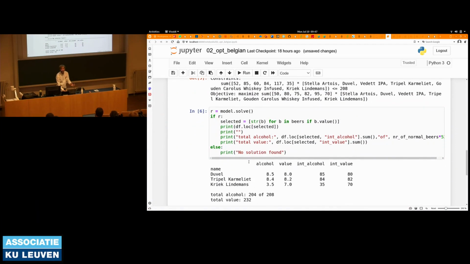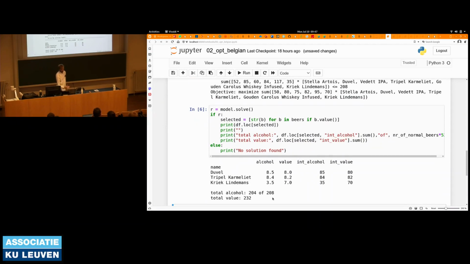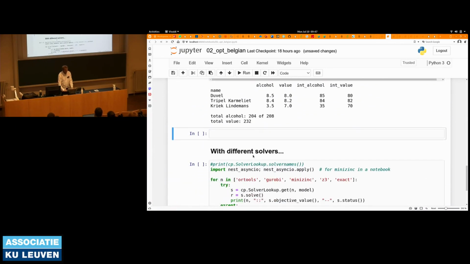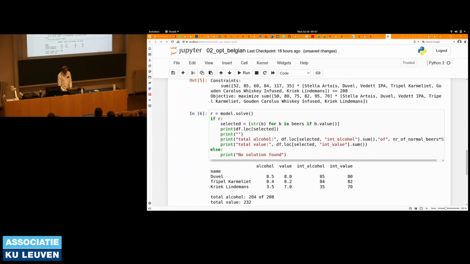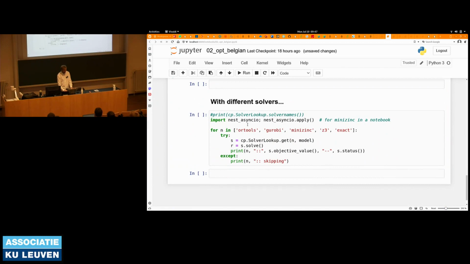So what is the plan for tonight? A Duvel, a Tripel Karmeliet, and to top it off, the cherry on the cake, a cherry beer, a Kriek Lindemans. All right, that's a good choice. You have 204 of the 208 of the capacity that you gave, with a total value of 222. In this case, we use the default solver, so model.solve doesn't have any arguments.